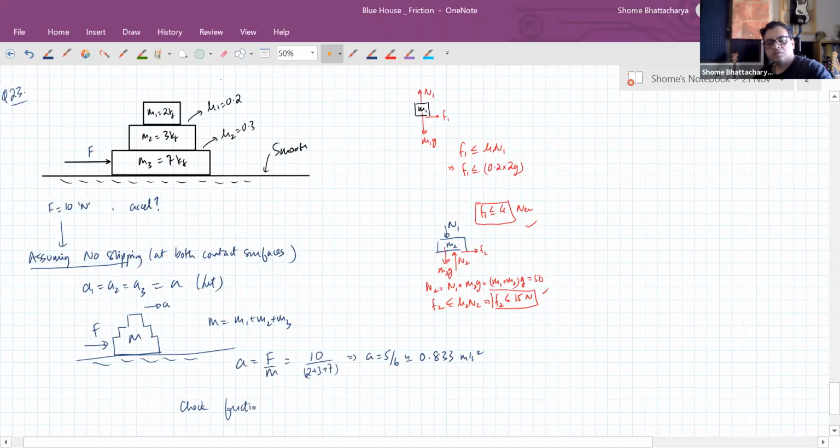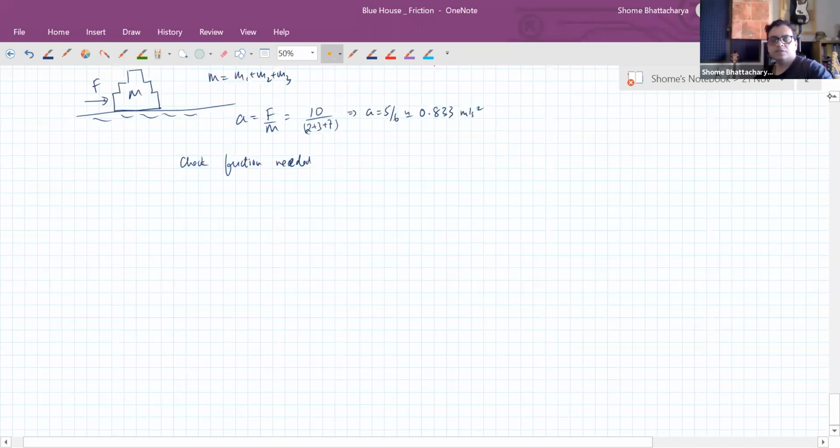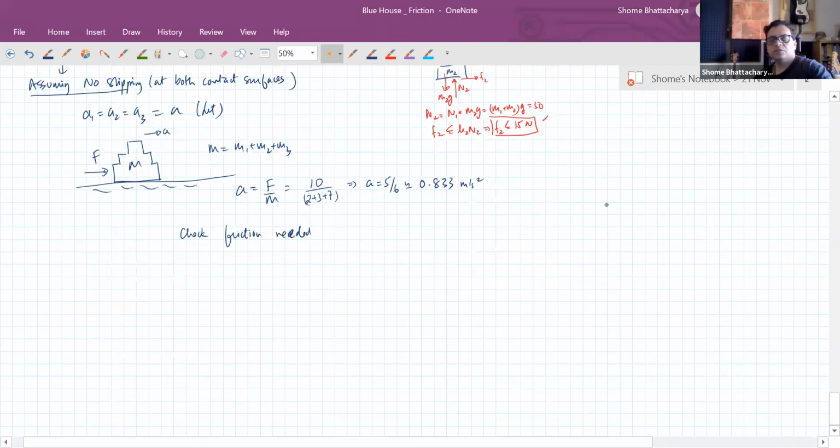friction needed. For checking friction needed, that is where your individual free body diagrams come in. That's where your understanding comes in, that when you apply an external force like this, this is tending to slip forward. So on this block, this friction will act backwards. On this block, this friction will act forwards. That is tending to make this slip forward. So on this, there is friction acting like this. On this, there is friction acting like this. So this is very important to understand.